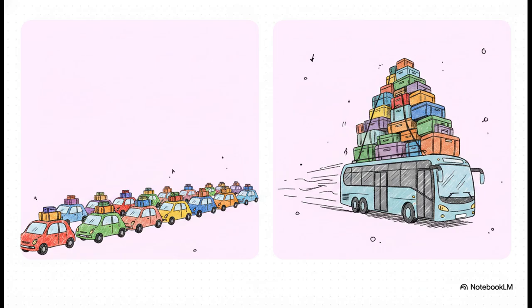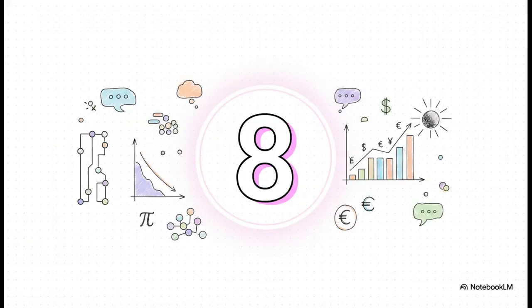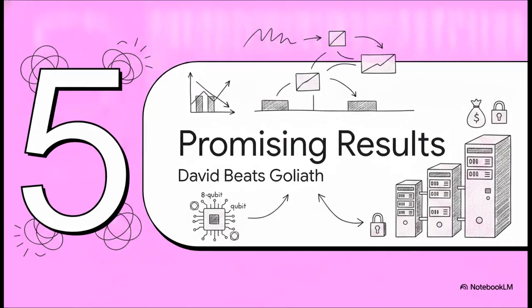Because it scales logarithmically instead of linearly, it compresses the data exponentially. Thanks to the math behind this amplitude encoding, the researchers were able to compress all 256 complex financial features into just 8 qubits. Yep, just 8. That is an absolutely monumental reduction in processing overhead. Which brings us to the big question in Section 5, the promising results.